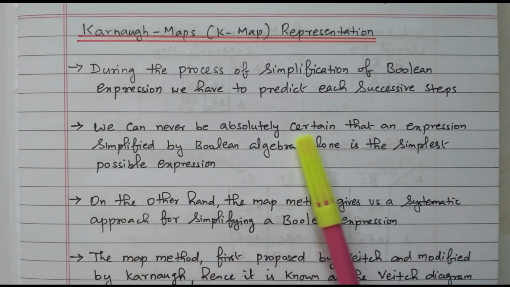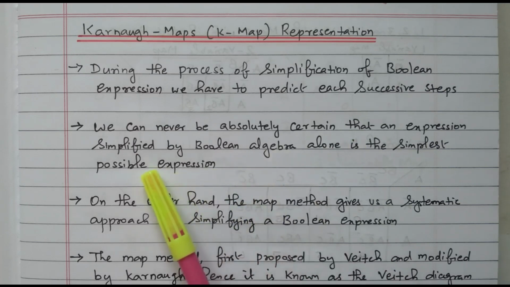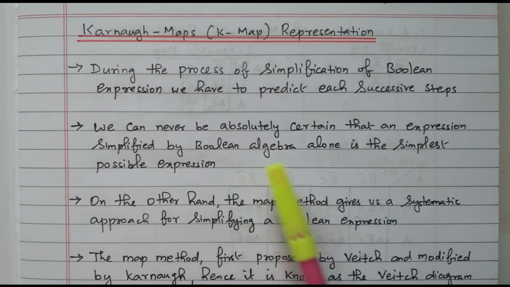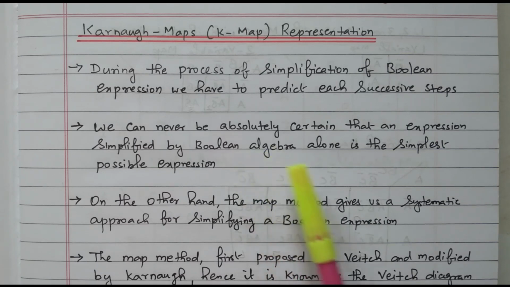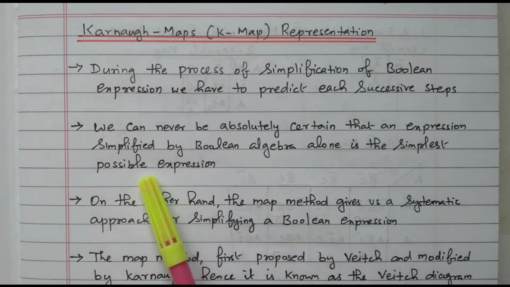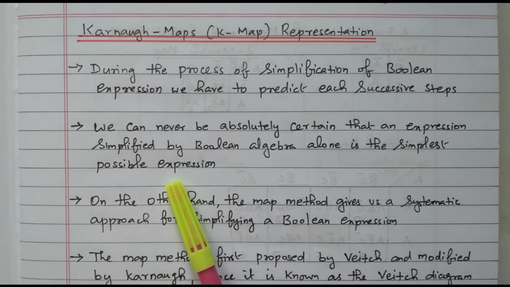We can never be absolutely certain that an expression simplified by Boolean algebra alone is the simplest possible expression. So by using Boolean algebra also we can simplify the given Boolean function, but this K-map method will give the simplest possible expression. The simplest possible expression is given by the K-map.